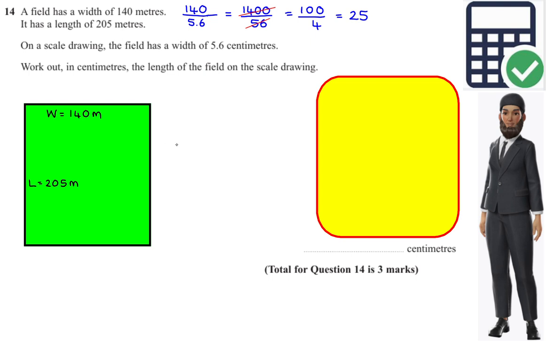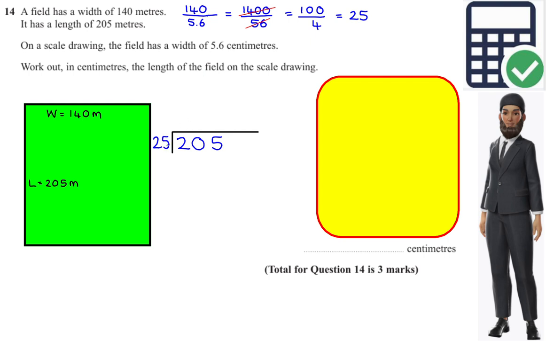Now, we're being asked to work out the length. So to work out the length on the scale drawing, it's going to work out to be 205. Let's write it down. It's going to work out to be 205, and let's divide all of this by 25. So what I'm going to do is divide all of that by 25.